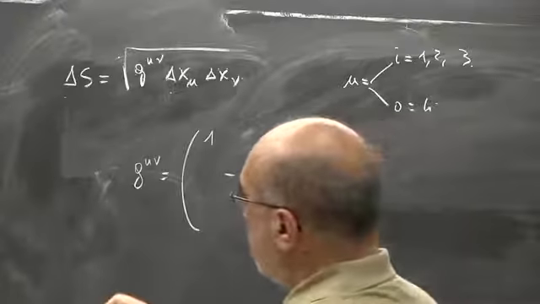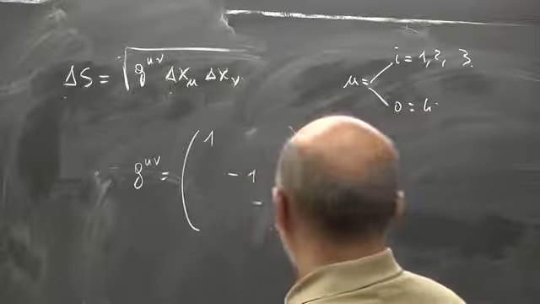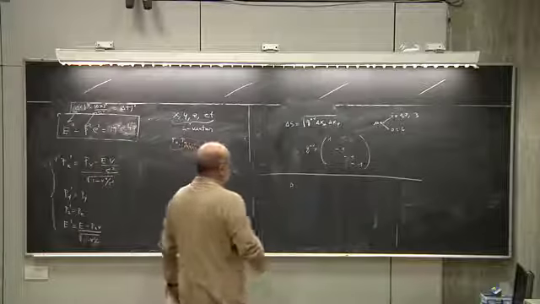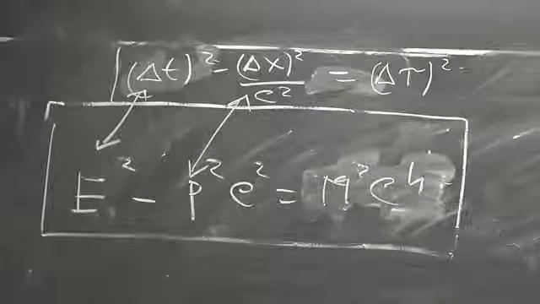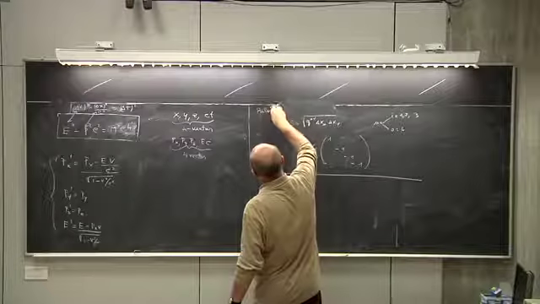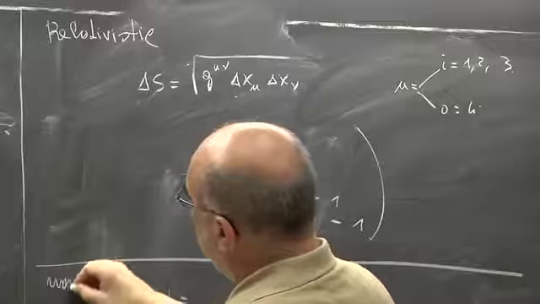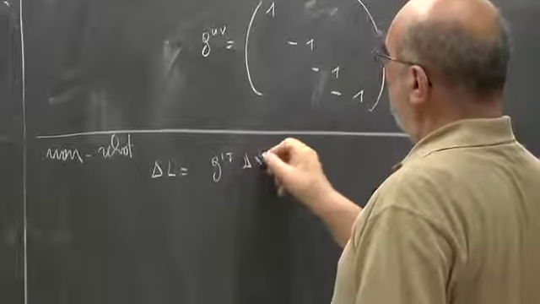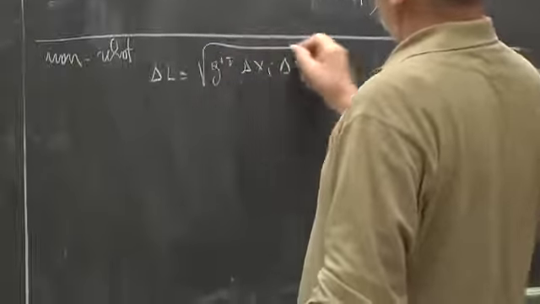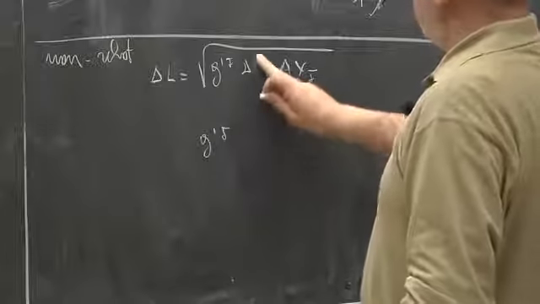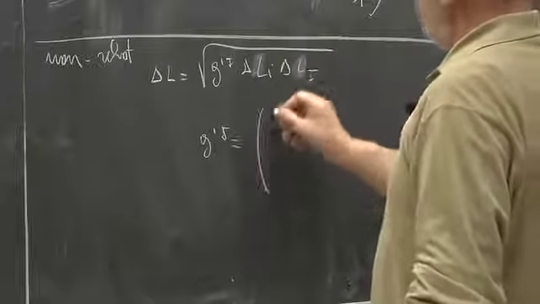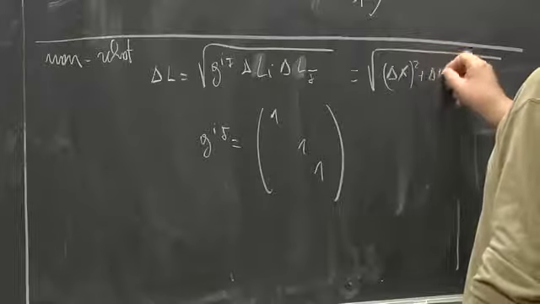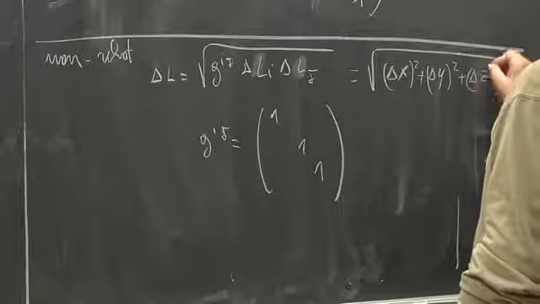But we can do much simpler things. So this is the relativistic case, and this is basically the proper time, if you want. In the non-relativistic case, you can have distances, defined by G ij, delta x i, delta x j, square root, where now G ij, or let's say delta L, is 1, 1, 1, and this is nothing else than the square root of delta x square plus delta y square plus delta z square.